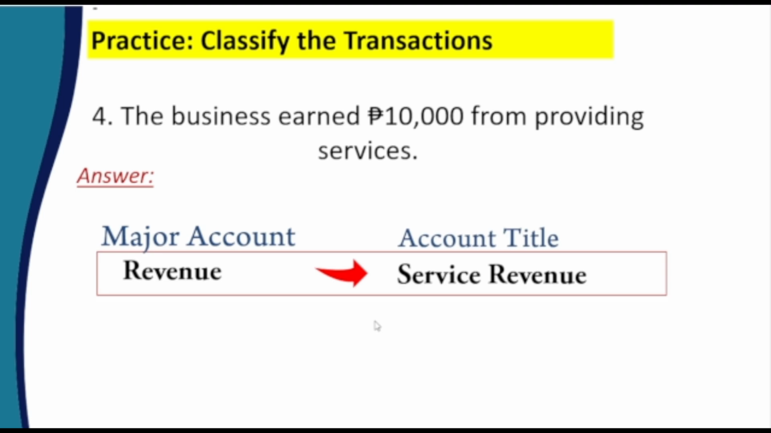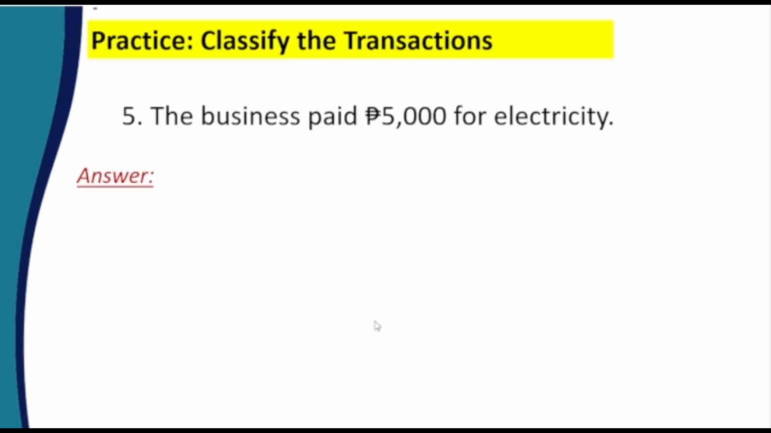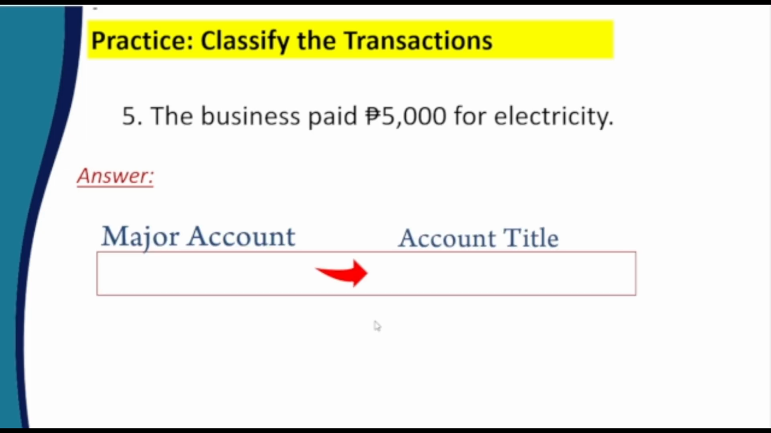Kasi services yung ino-offer niya, hindi sales. Pero pag sales naman, so ilalagay mo siya doon sa sales revenue. Gawan mo siya ng specific account title na sales revenue. Okay? Another one, the business paid 5,000 for electricity. So, anong major accounts nito and the specific account title? Of course, it's under the expenses and electricity expense.